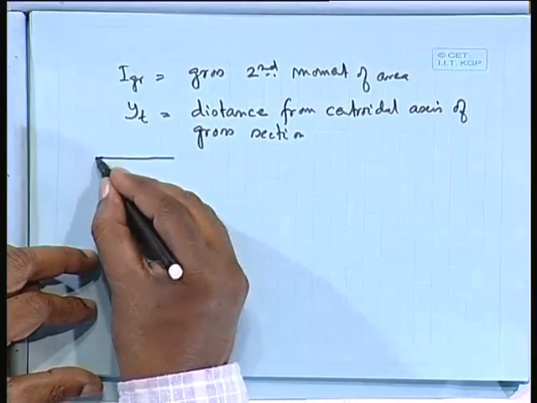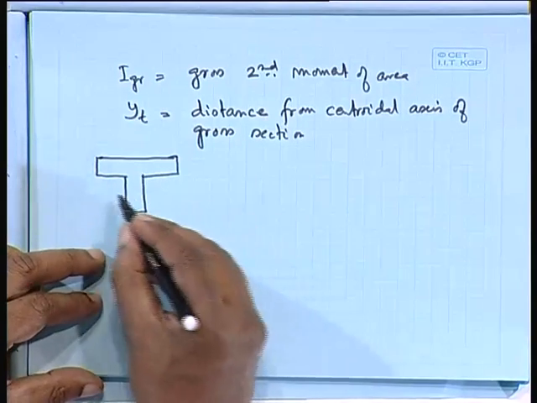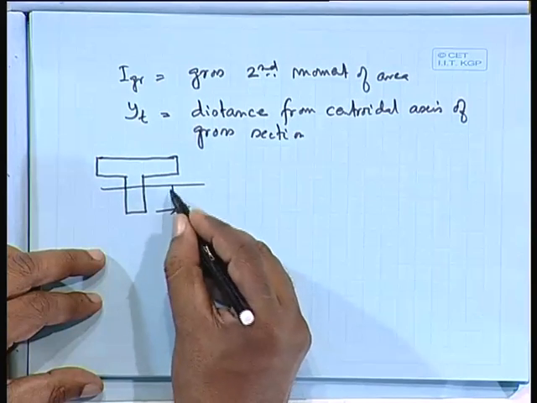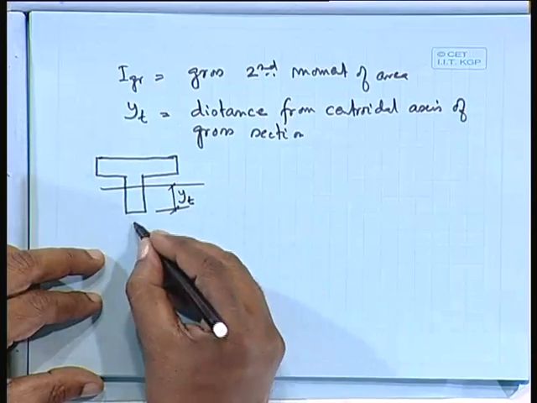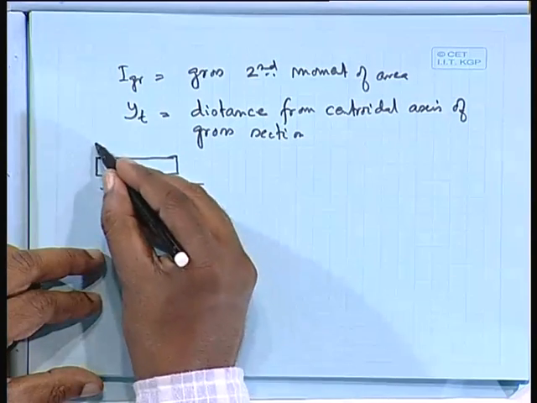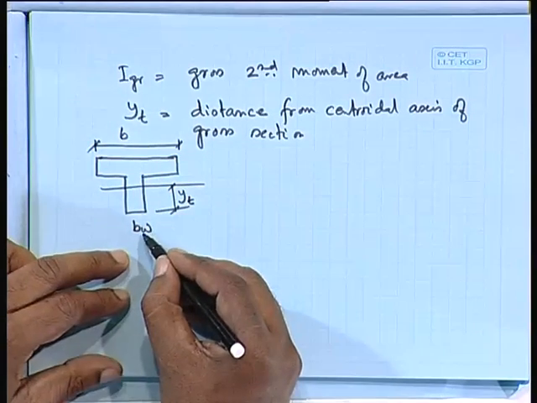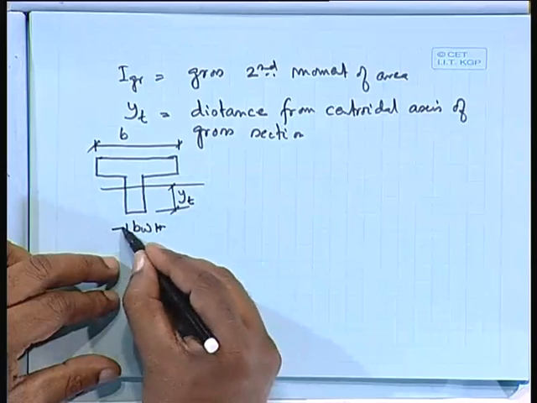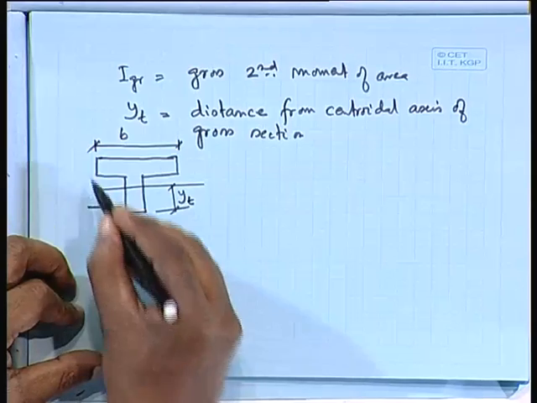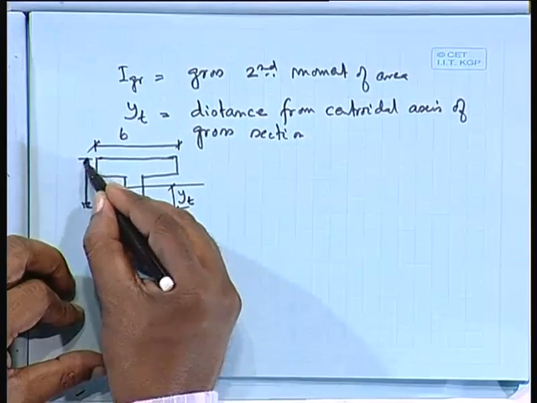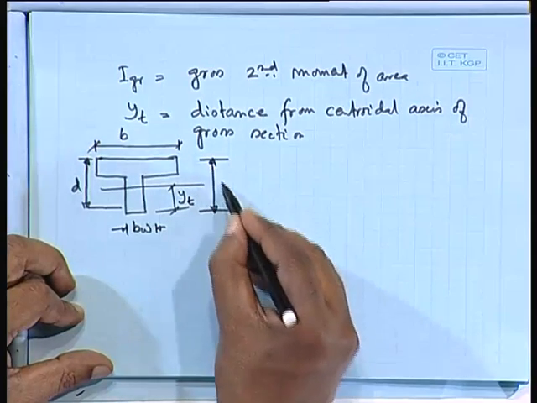Say if we take a section, if this is your section, so YT will be, we are assuming the tensile zone is at the bottom, so this one we shall take as YT, and BW, obviously BW, this is BW, and this one we shall take as B or BF, whatever we call it, B. So BW is the width of the web, and then B, that one is the flange, and D, the overall depth, that is a capital D. So for the gross section we shall take the overall depth D.